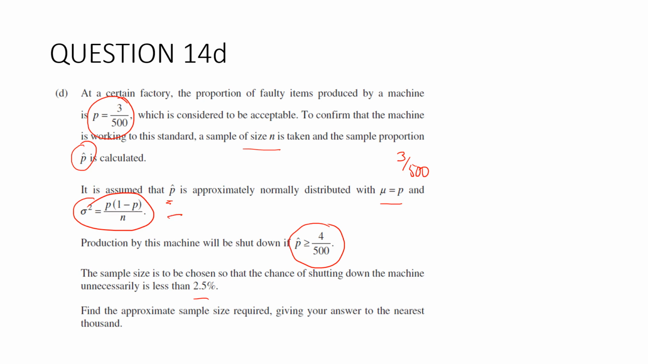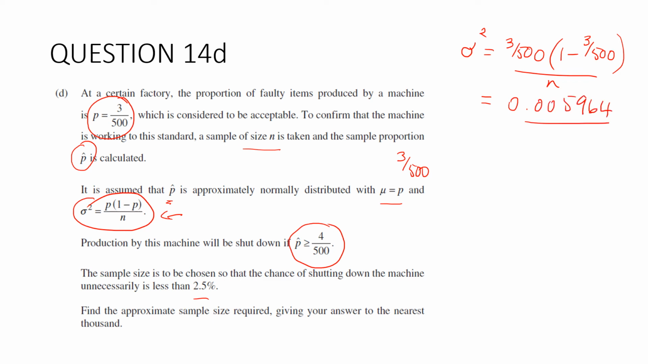Okay, so let's start by working out our variance. So that's going to be 3 on 500 and then 1 minus 3 on 500 divided by n, because we don't know n. And tidying up that numerator, we get 3 divided by 500 times 1 minus 3 divided by 500, which is equal to, leave it as a decimal, 0.005964 over n. Now, we know that this is approximately normally distributed, and it has mean of 3 over 500. I'm just adding on our standard deviations.